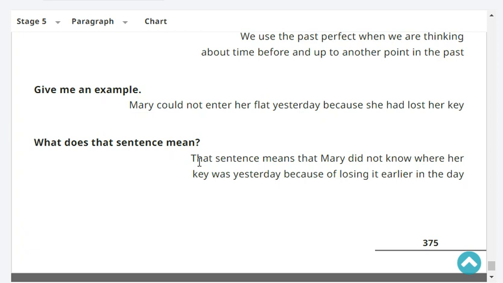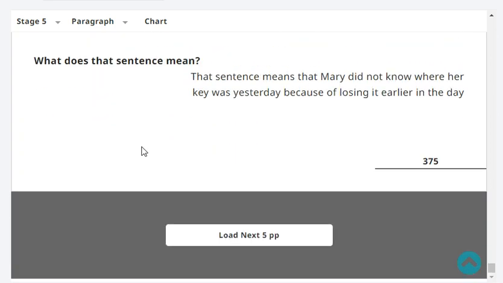She had lost her key. Very good. What does that sentence mean? That sentence means that Mary didn't know where her key was yesterday because of losing it earlier in the day. Very good.